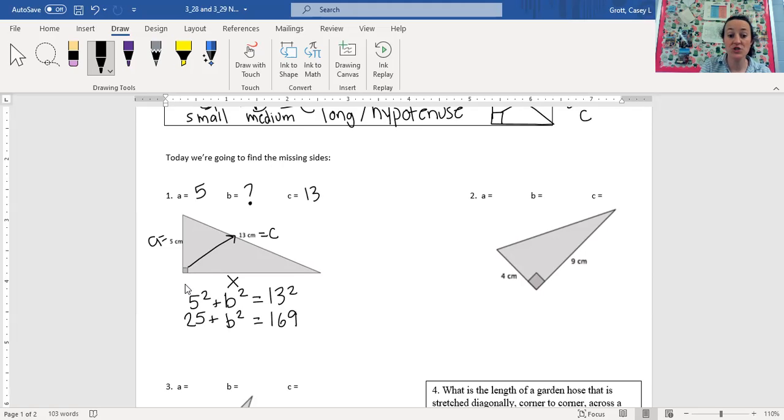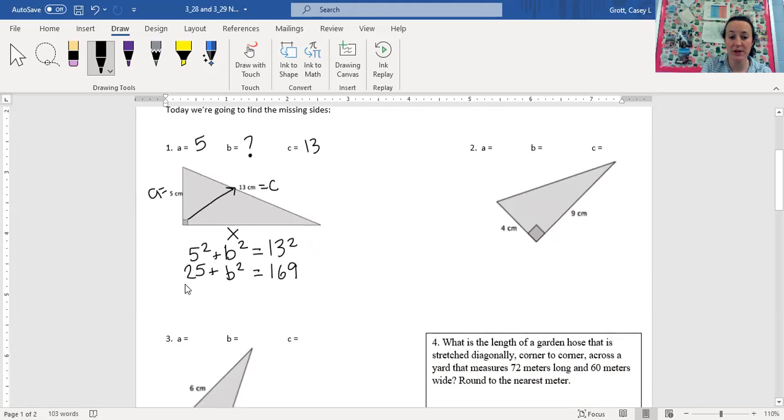This time we do actually need to solve because we have a variable. We don't know what b is equal to. So I'm going to solve this equation. Minus 25, minus 25. B squared is going to equal 144.